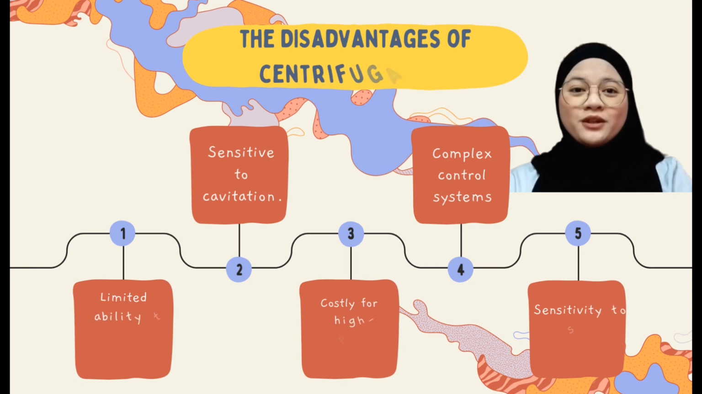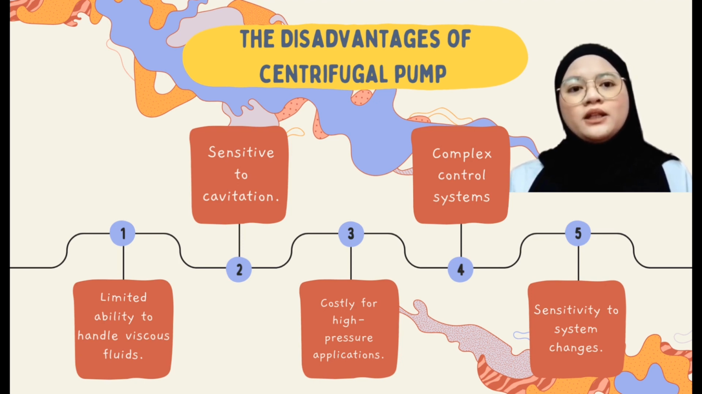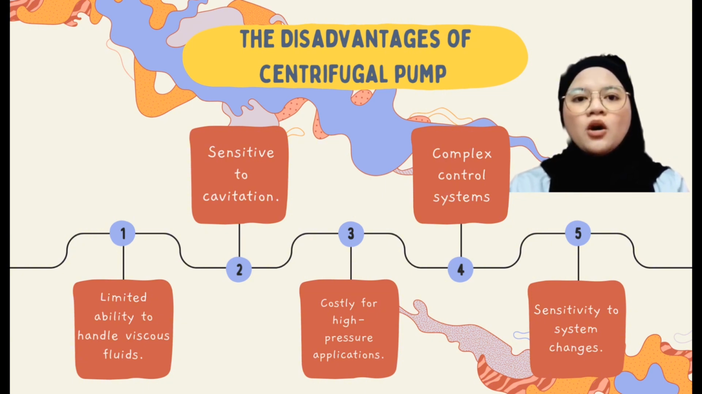Next, we will talk about the disadvantages of centrifugal pump. First thing first, centrifugal pumps are less efficient with high viscosity fluids, leading to reduced flow rates, lower head pressure, and increased power consumption. Careful pump selection is required for applications involving viscous fluids. Centrifugal pumps also may become expensive for high-pressure applications requiring additional equipment like booster pumps or multi-stage pumps. These can lead to higher capital and operational expenses.